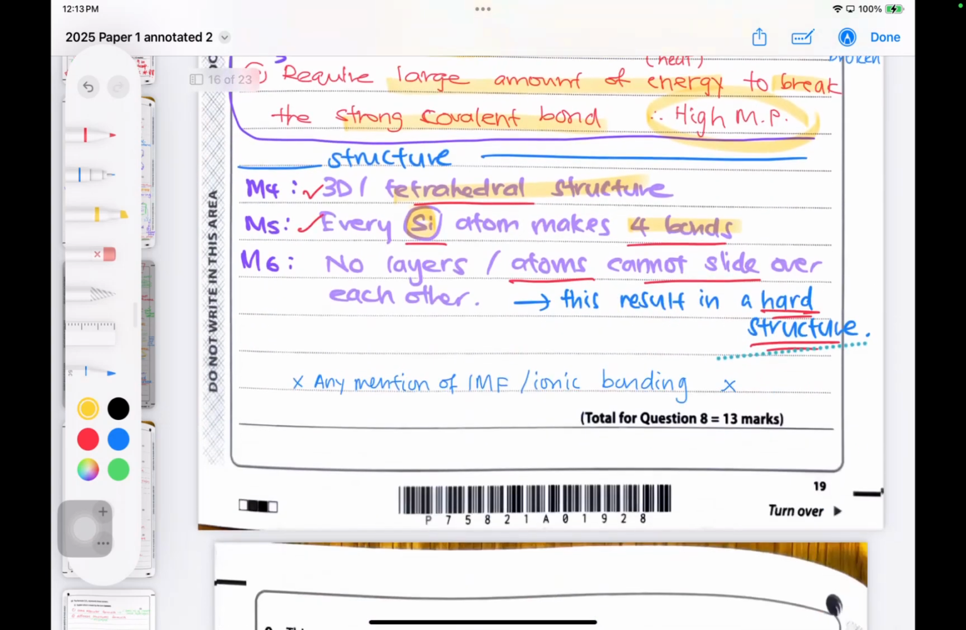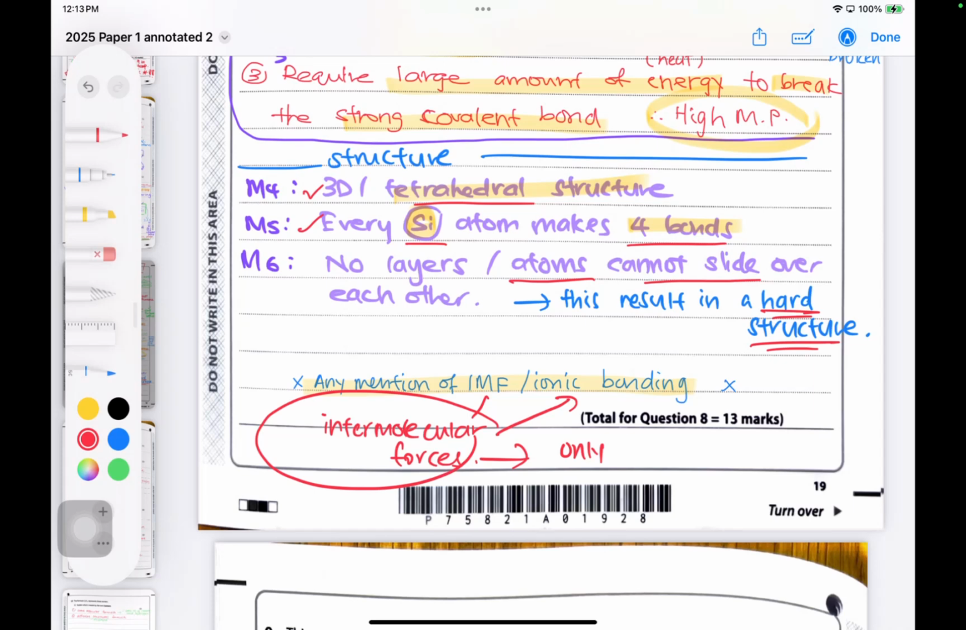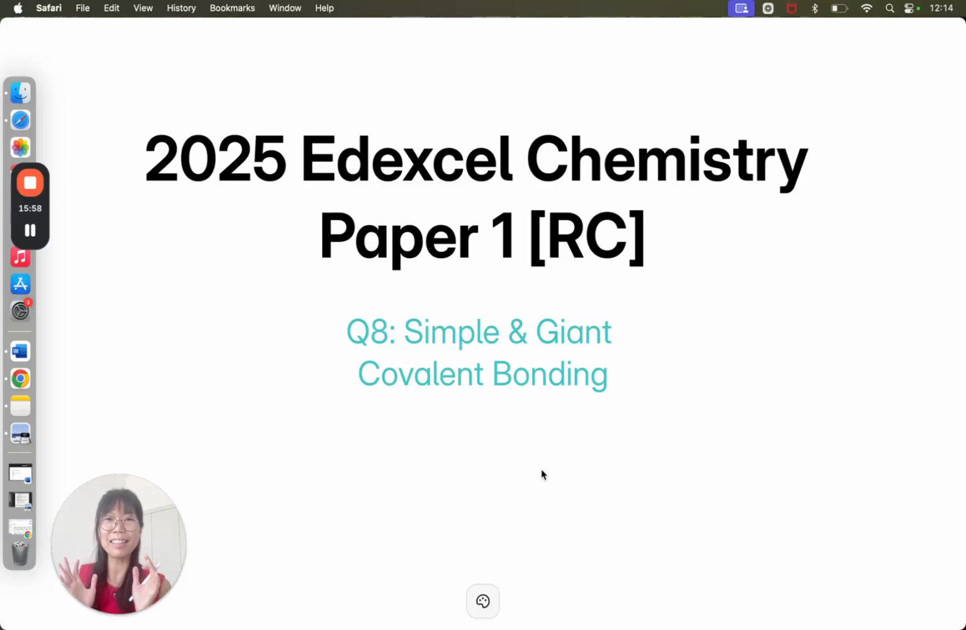So one final thing to mention here is if you mention anything along the lines of intermolecular forces, you will not get marks, or you will not get full marks, or ionic bonding. Intermolecular forces is only for simple covalent molecules, and that basically means it's for water, carbon dioxide, HCl, etc. So with that, I'm going to pause here, and hopefully this question has helped you differentiate the keywords between simple and giant covalent bonding.